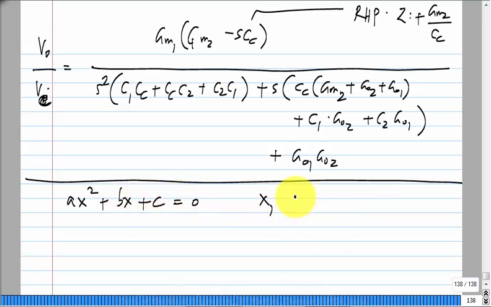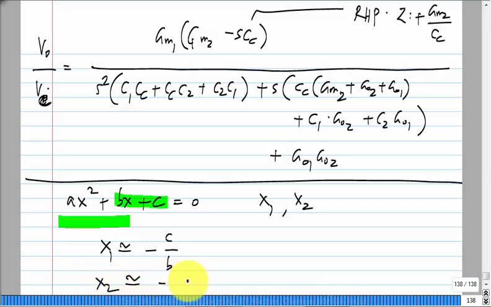We assume that the two roots are such that for x1, these two terms are dominant, and for x2, those two are dominant. That is, we can neglect one of the terms of the quadratic equation, and essentially it reduces to a linear equation. So, we will get x1 to be approximately minus c by b, and x2 to be approximately minus b by a.